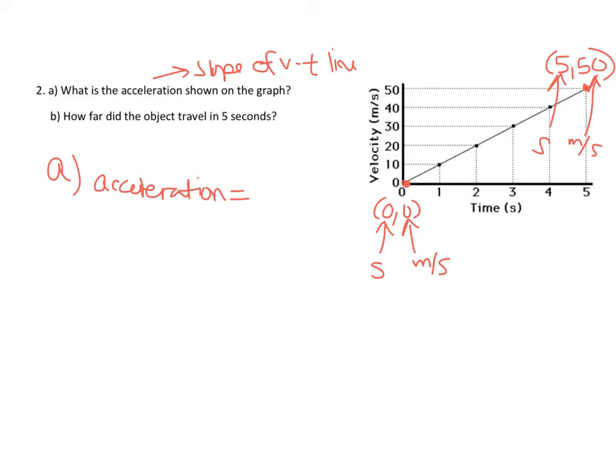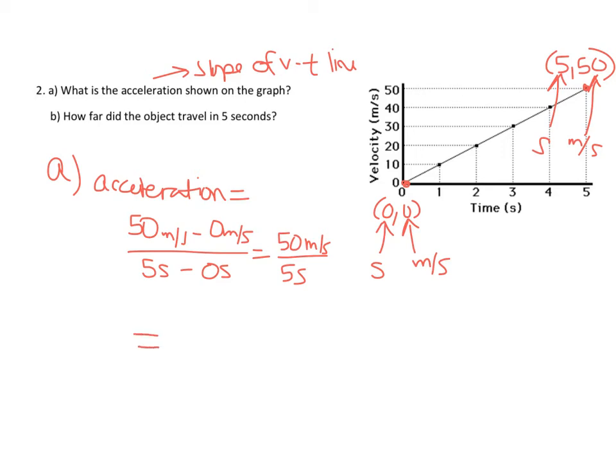So to find the slope of this line, remember, you do change in y over change in x. So I'm going to do y2, which is 50, and that's in meters per second, minus y1, which is 0 meters per second, over x2, which is 5 seconds, minus x1, which is 0 seconds. So you should get 50 meters per second over 5 seconds, which gives us 10 meters per second over seconds.